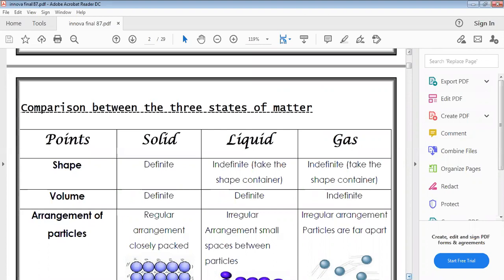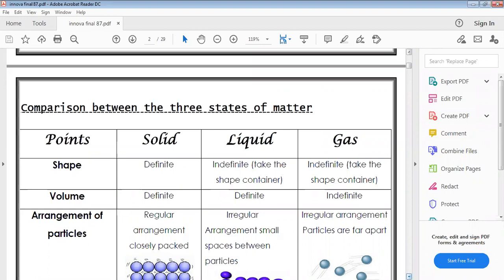Okay. What about the volume? The volume, which we said is the amount or the occupied space, of the solid. The same example of the pencil, eraser, or the desk. If you take it outside, will it get smaller or bigger? It will never. It will stay the same. So the volume of the solid is the same or definite. The solid has a definite shape and a definite volume, and they do not change.